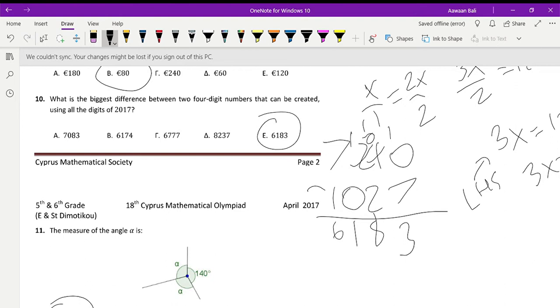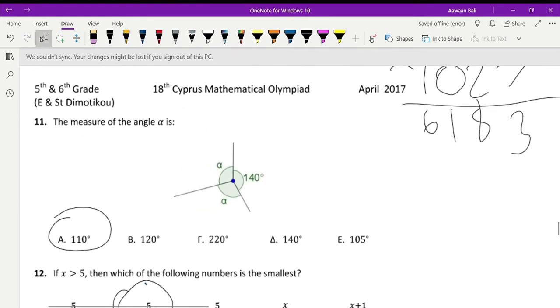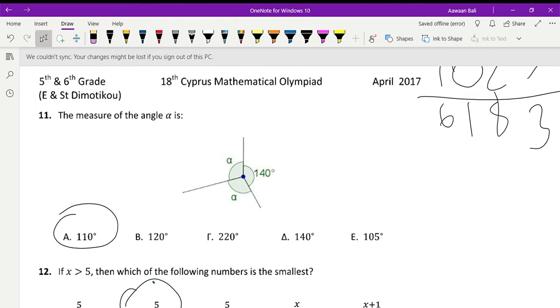In the same way, if you take a small number and then an even smaller number, you might get the smallest difference possible. Basically, you have to do that by getting the smallest number and the second smallest number and then subtracting them. That would work. But anyways, that's not what the question's saying, and therefore the answer is eta, 6183.